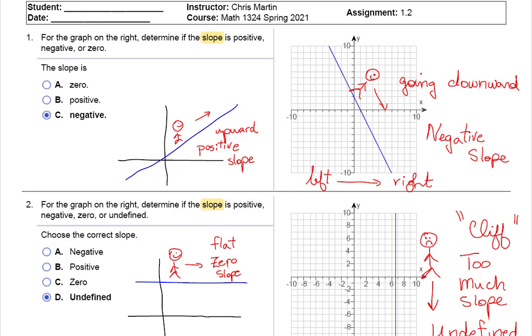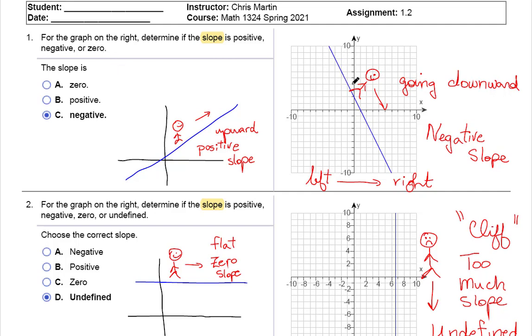Welcome to Math 1324. This is section 1.2. We're looking at slopes and lines. So, in question 1, here is the actual question. We want to have a graph. We want to determine, is this slope positive, negative, or 0?